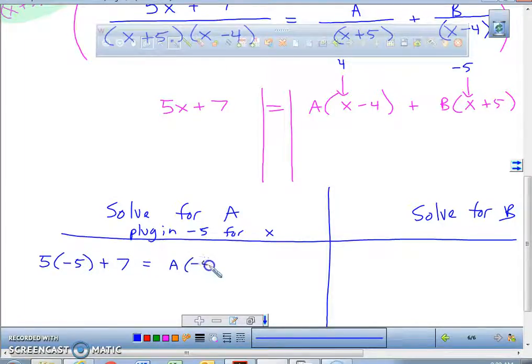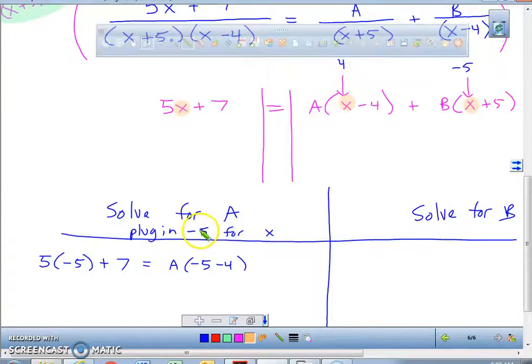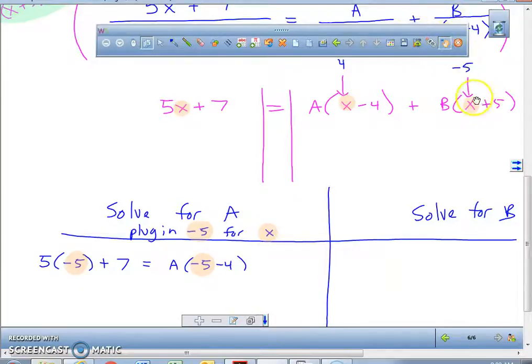So I'll highlight what I just did there. Wherever there's an x, I'm going to highlight that in orange. There's an x there, there's an x there, there's an x there. What did I say I needed to do? I needed to plug in a -5 for my x. So I plugged it in right there, and I plugged it in right there.